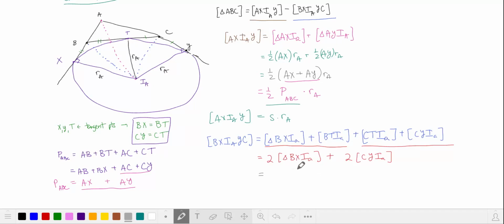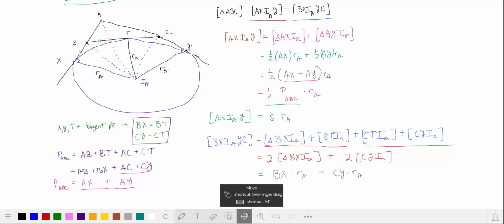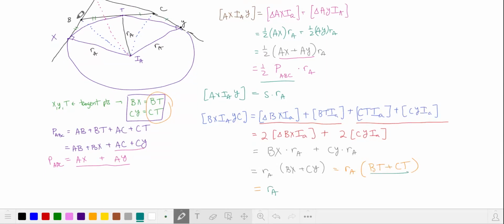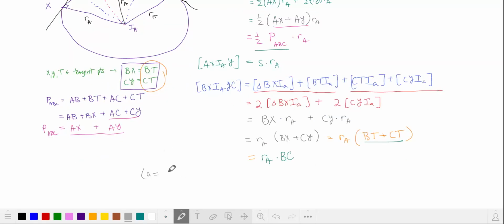We'll use our usual formula for the area of a right triangle. This first one will be BX times that radius. Here we have CY times the same radius. We can factor out RA. We can do this substitution again for BX and CY. So this length over here is just our side BC. And in the usual way, we'll let lowercase a be the length of side BC. So this is A times RA.